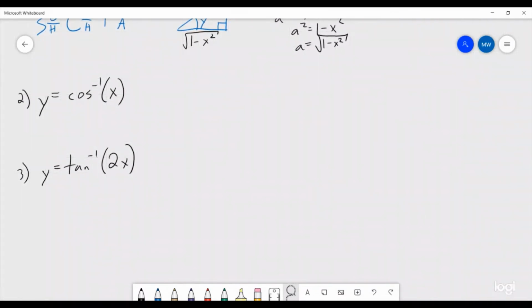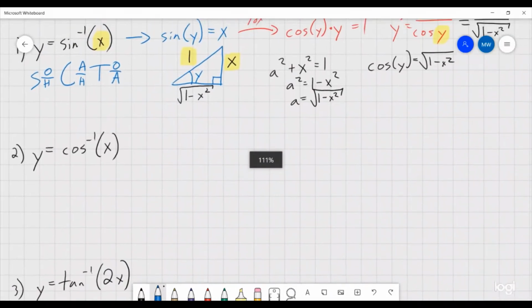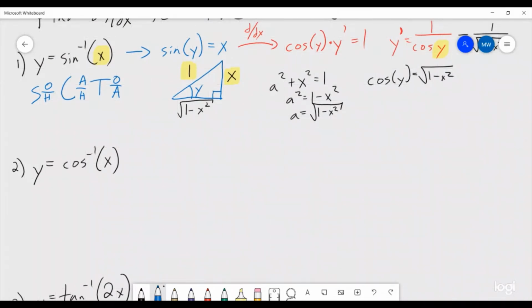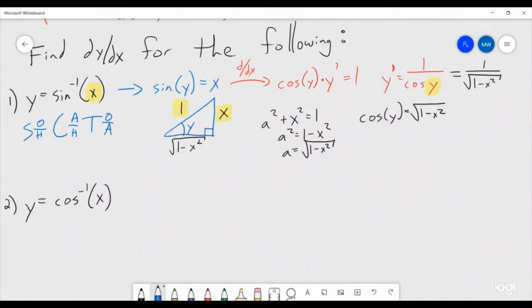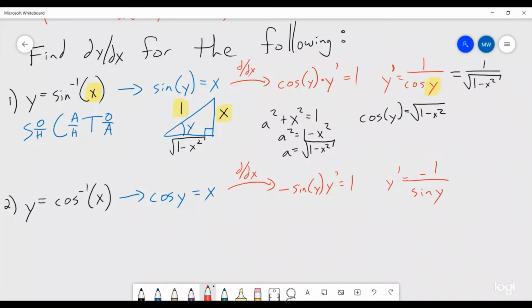Okay, so let's go through and figure out this second one. So first step is going to be similar to the first step we did in problem 1, where we are going to first rewrite this. So y equals inverse cosine of x. That's the same thing as saying cosine of y equals x. Then we're going to take the derivative with respect to x. So a derivative of cosine, that's negative sine times y prime is equal to 1. So that means that y prime is negative 1 over sine of y.